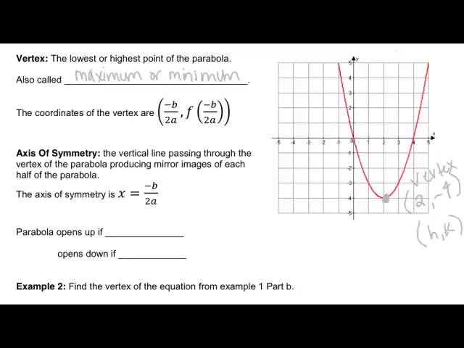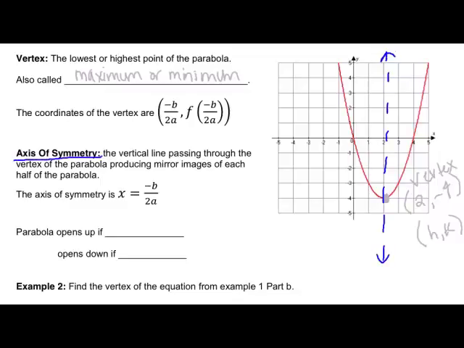Second part of a parabola is the axis of symmetry, and this is the vertical line that passes through the vertex of the parabola, producing a mirror image of each half of the parabola. So we know that there's an invisible line through the center of the parabola that shows us that we have a mirror image. So in blue is our axis of symmetry.